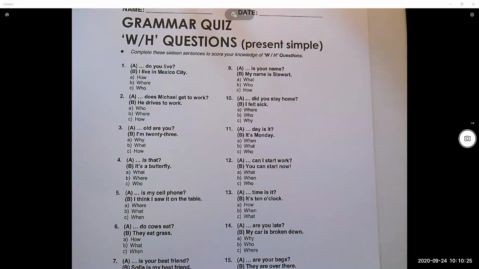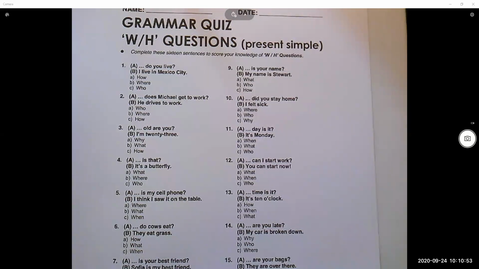When you're doing a test, though, and you get to a question and you're like, I'm not sure, you can use process of elimination to answer the question. So the first question says, blank, do you live? And it says, I live in Mexico City. Now, you may know exactly what this question is asking and how to answer it. But we're going to use this as an example of what to do if I don't understand.